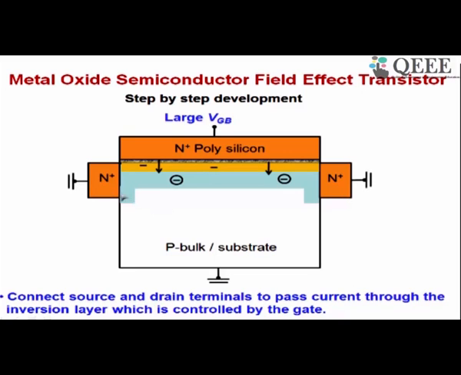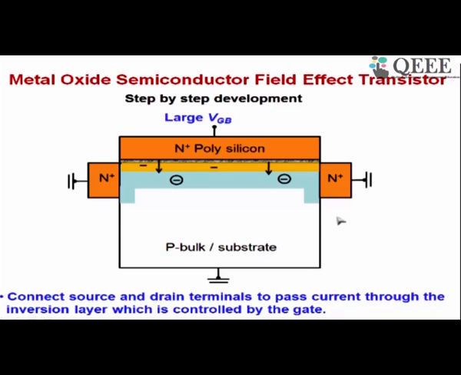Now this n plus p junction will have its depletion region here. That is why you can see that at the two ends you have depletion regions coming from these junctions. Now to pass the current, I should apply a voltage between this n plus and this n plus.